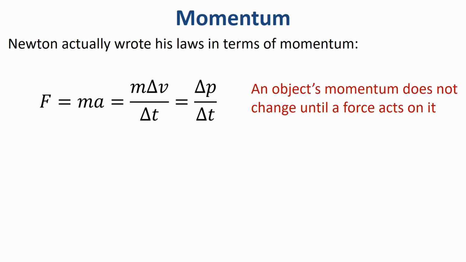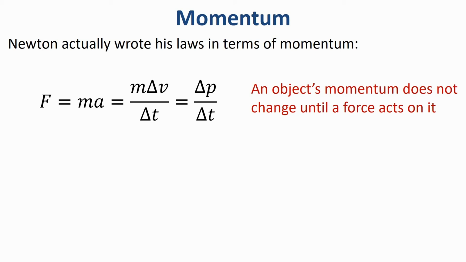Newton actually wrote his laws in terms of momentum. So he didn't write down F equals ma. What he wrote down was force equals delta p over delta t. Now, if I remember that acceleration is change in velocity divided by time, these two equations are algebraically and logically equivalent. But remember inertia. You've got an object that's moving and its velocity can't change on its own. That's Newton's first law. And now I can say an object's momentum can't change until a force acts on it. And we can define force as a change in momentum over change in time.